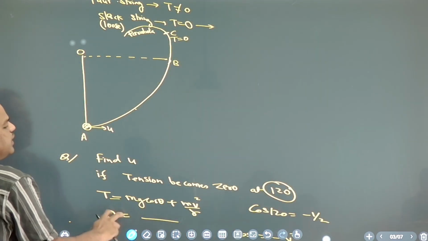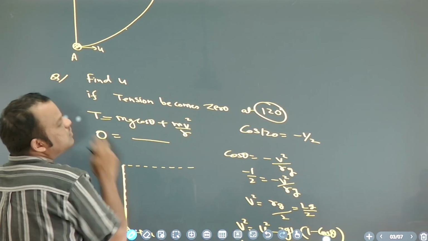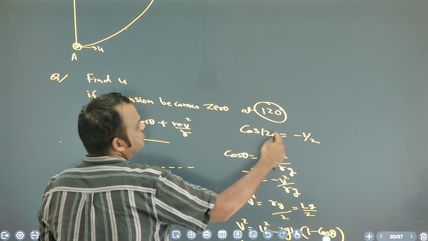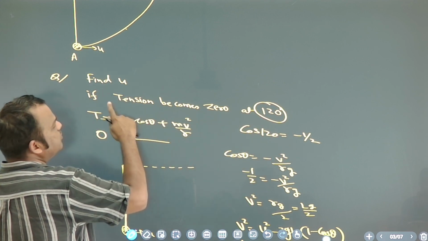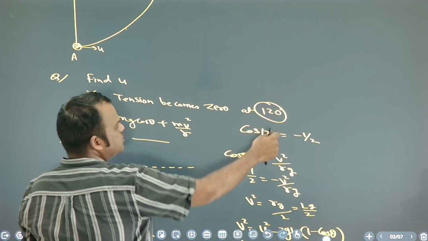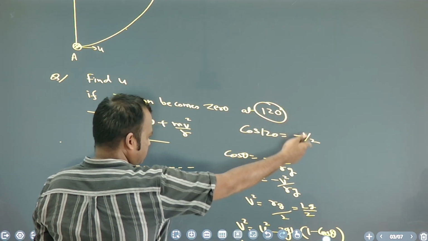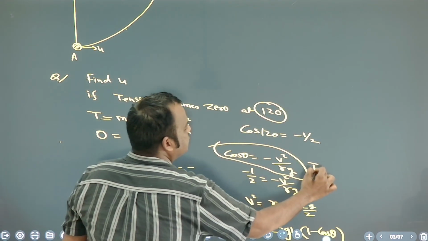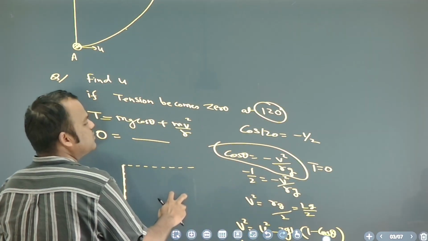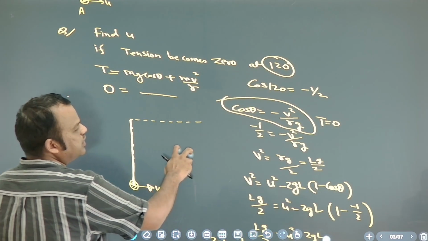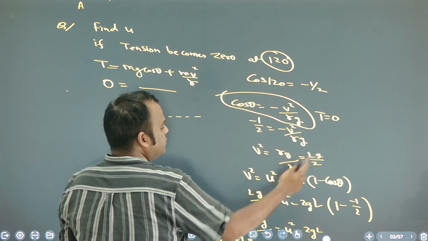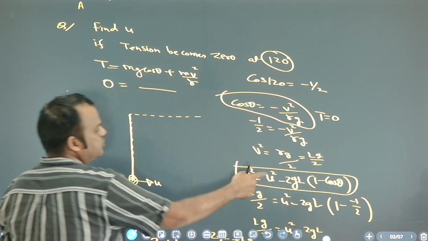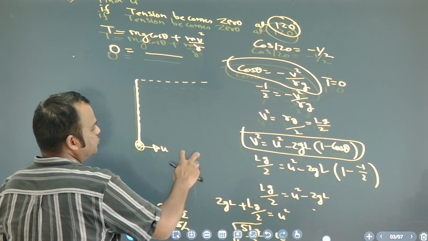So more than 90 means cos theta is negative. So at what angle is tension 0? 120. So what is cos 120? Minus 1 by 2. So what is the formula for cos theta when tension is 0? Minus v square by rg. Calculate v square, now put it here. Use this, so you will get u square.